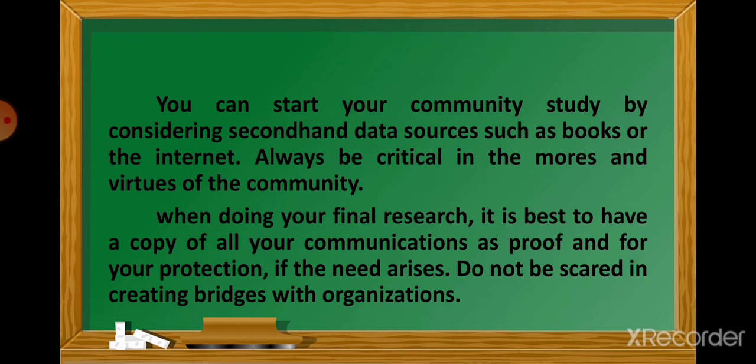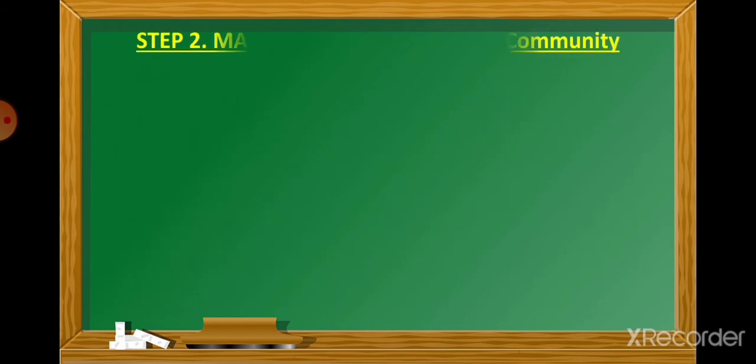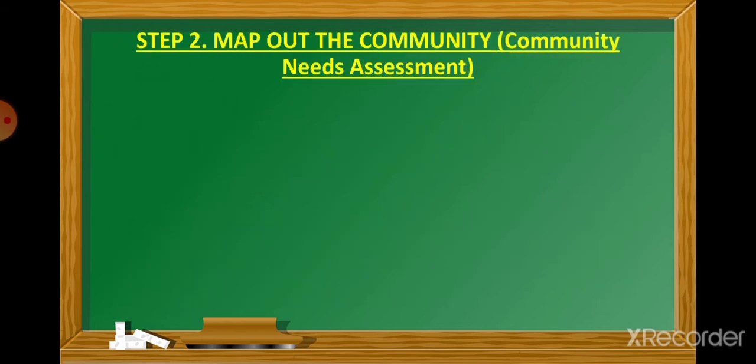Finally, it is important that you have all pertinent information from the original source. While there is nothing wrong in gathering data from other sources, it is best to get information from the community managers or members themselves. Okay, let's proceed to step 2, the map out of the community. Community needs assessment.